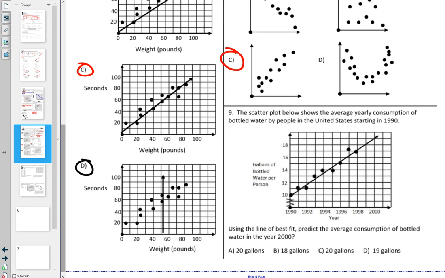The scatter plot below shows an average yearly consumption of bottled water by people in the United States starting in 1990. Using the line of best fit, predict the average consumption of bottled water in the year 2000. So if we just use this line, when the line touches 2000, it appears to be at around 19.